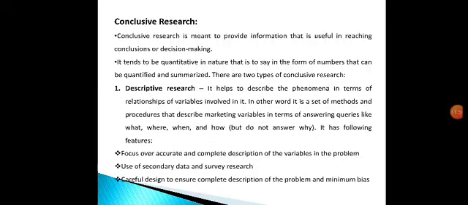So coming to the conclusive research. First of all, what is conclusive research? Conclusive research is meant to provide information that is useful in reaching conclusions or decision making. It tends to be quantitative in nature, that is to say, in the form of numbers that can be quantified and summarized. And there are two types of conclusive research, that is descriptive research and experimental research.